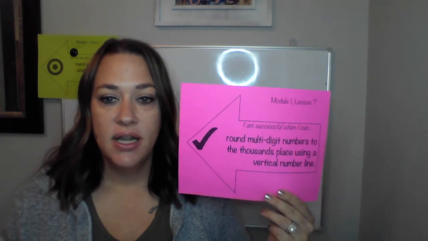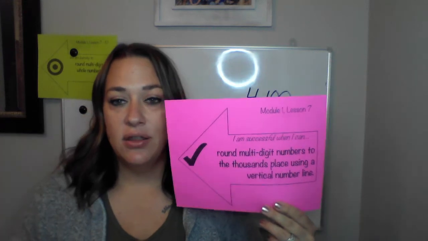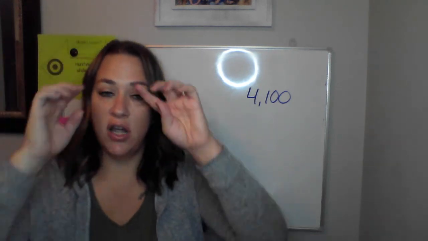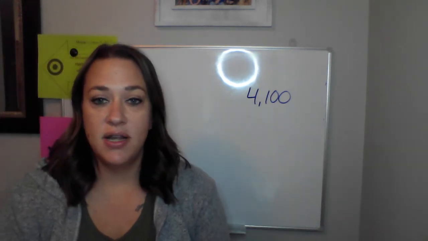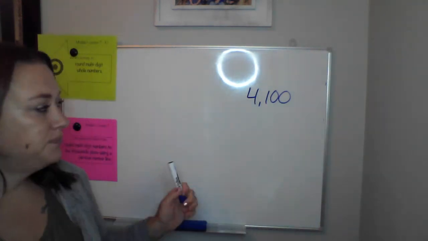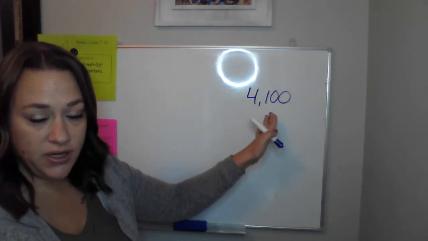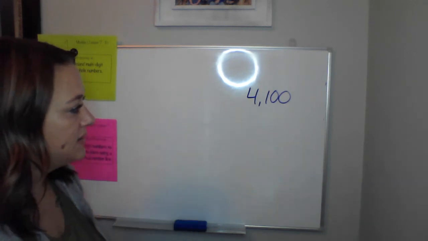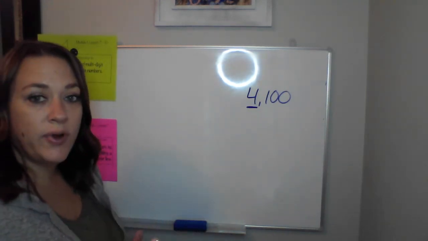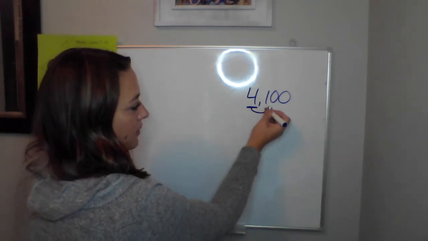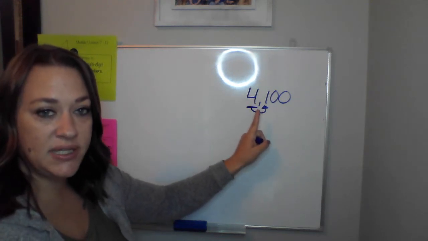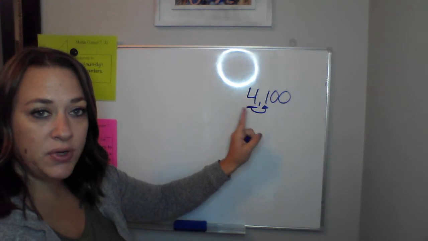Okay, so rounding has certain rules, as we call them, and those rules apply anytime you're rounding, not just with the thousands place, but today we're just focusing on rounding to the thousands place. So here's our first number. We have 4,100. We're rounding to the nearest thousands place. So I'm going to underline my thousands place. And whenever we're rounding, we always look to the right of that number. So to the right of that number is our hundreds place. That's going to help us determine if we're going to round this up or down.